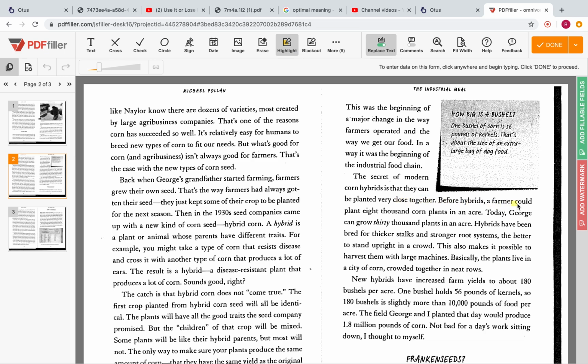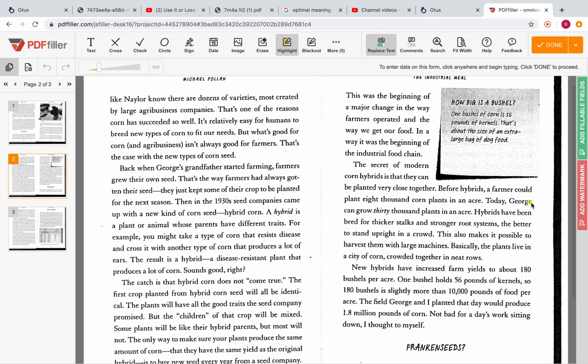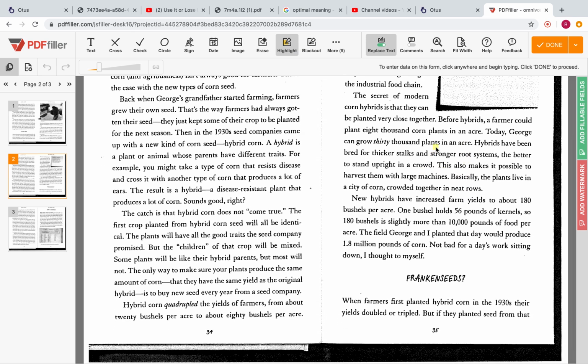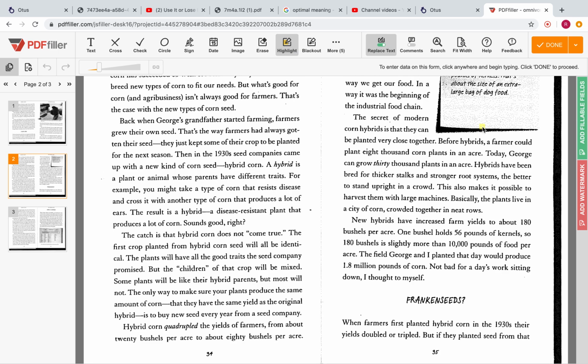Before hybrids, a farmer could plant 8,000 corn plants in an acre. Today, George can grow 30,000 plants in an acre. So already twice we see that they're comparing how much could be grown before hybrids versus how much could be grown after hybrids. They said it here and they said it here. So already we're getting an idea of what the author's purpose is. Maybe they're persuading us, or trying to get us to believe, that hybrids are a more efficient way of growing corn.